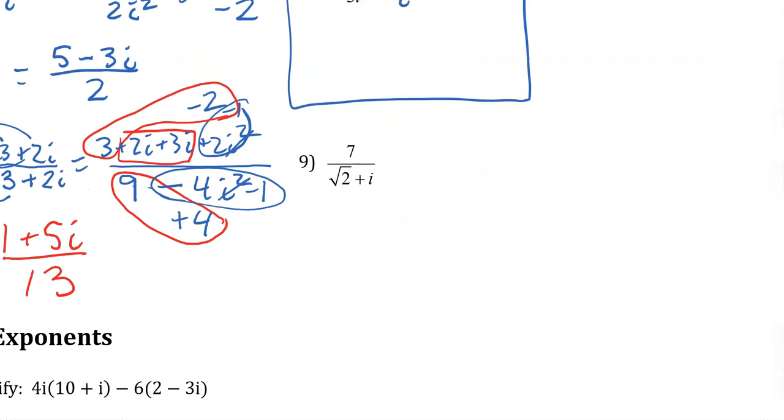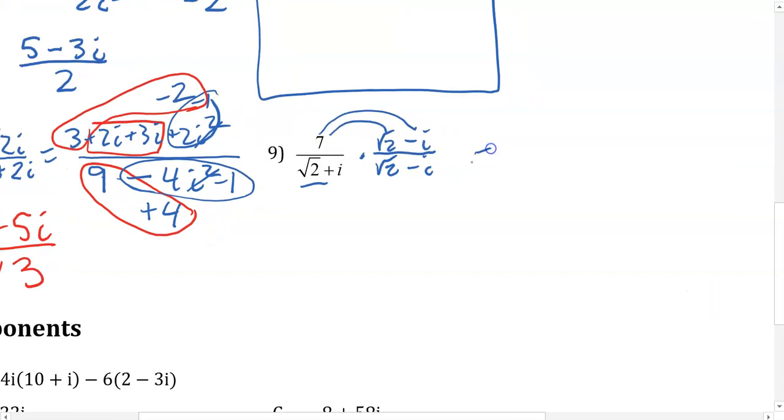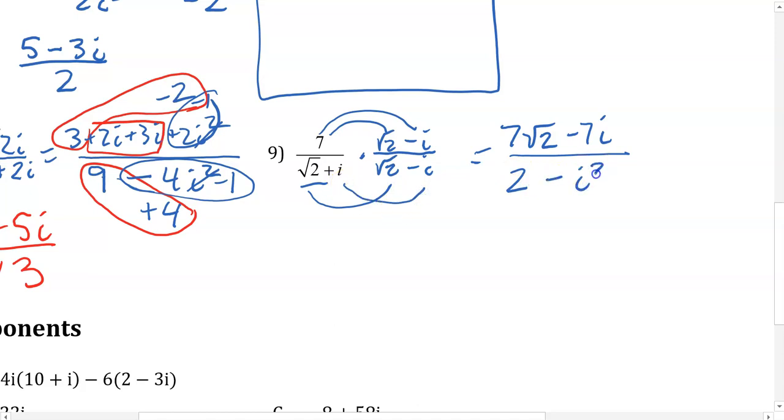Complex conjugates work for any real part in the front. Square root of 2 is a real number. So we will multiply both the top and the bottom of this fraction by the square root of 2 minus 1i. 7 times the square root of 2 is 7 radical 2. 7 times minus 1i is minus 7i. Square root of 2 times itself is 2. Positive i times negative i is negative i squared. Again, I replace i squared with negative 1. So 2 minus negative 1 is 3. And on the top, 7 radical 2 minus 7i.